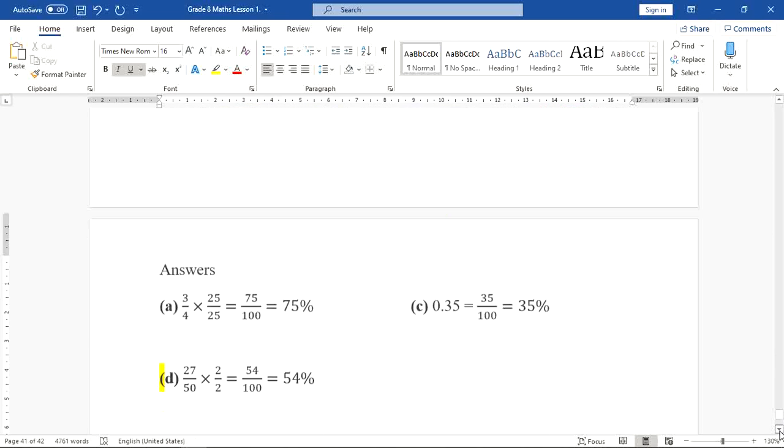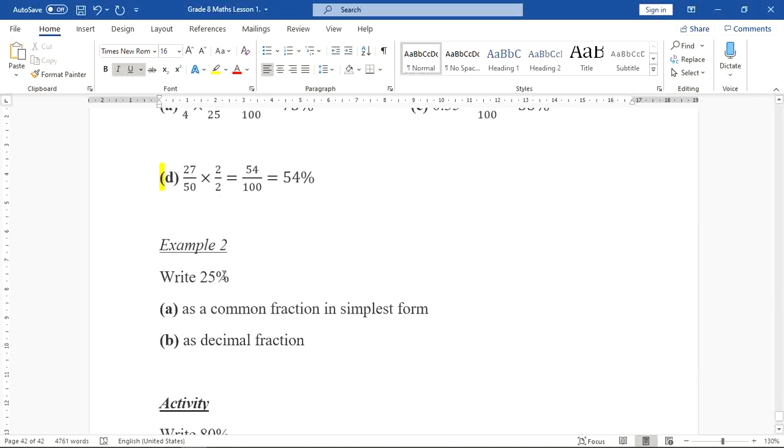So now what we have here, we are given a percentage. In fact, this question is coming from last year's exam paper. Okay, it was an exam question. So you are given 25% and you have to write it as a common fraction in simplest form. Very, very important, simplest form. And then part B says write as a decimal fraction. So let's start with part A.